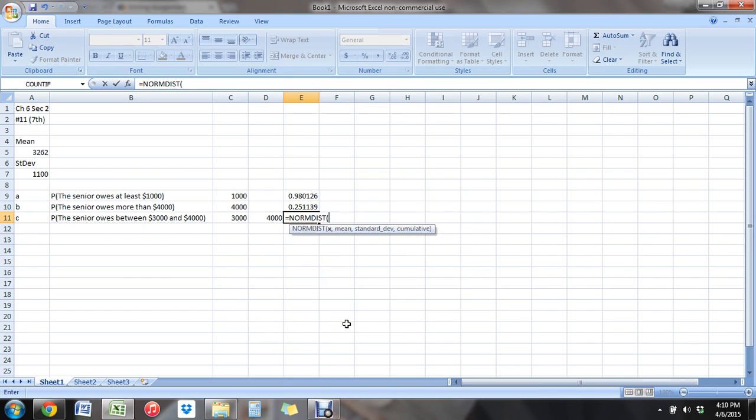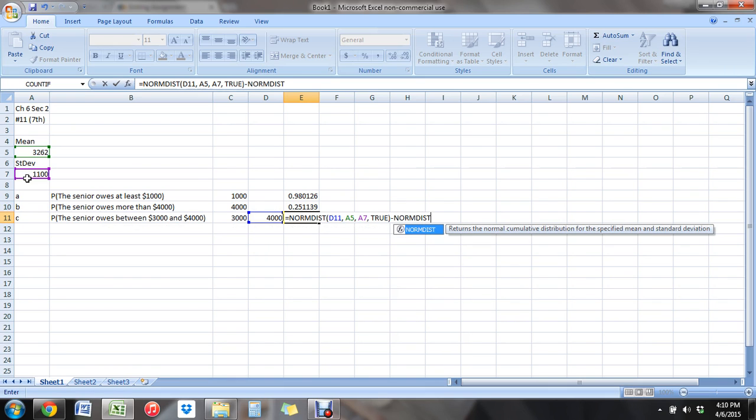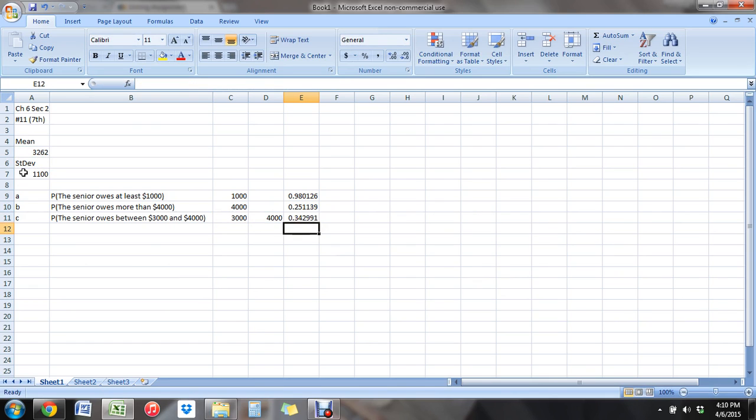NORM.DIST using the larger value first, which is the 4,000. Same mean, standard deviation, is cumulative. Make sure to close that parentheses, and then we will minus the NORM.DIST, or the area to the left of the 3,000. Same mean and standard deviation and true. Great. So about 34% chance of owing between those two values.